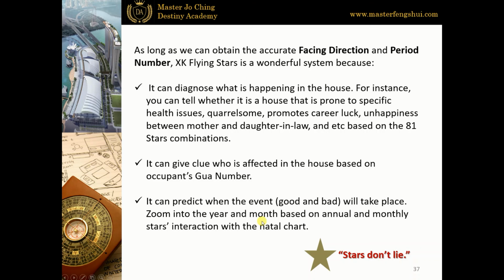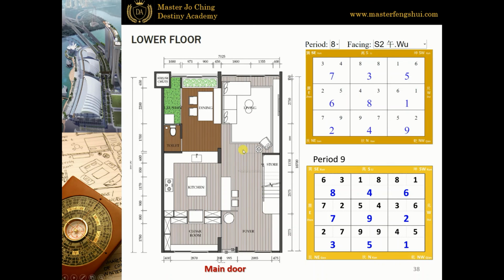So flying star itself is a very robust system also. And I always tell my students, stars don't lie. Trust the star more than you trust your property agent or the occupant. So this is just an example. If you go to do a house Feng Shui, you just basically overlay the flying star chart and look at the star combo at different important sectors, and you can actually predict the event. You can diagnose the issue in the house.